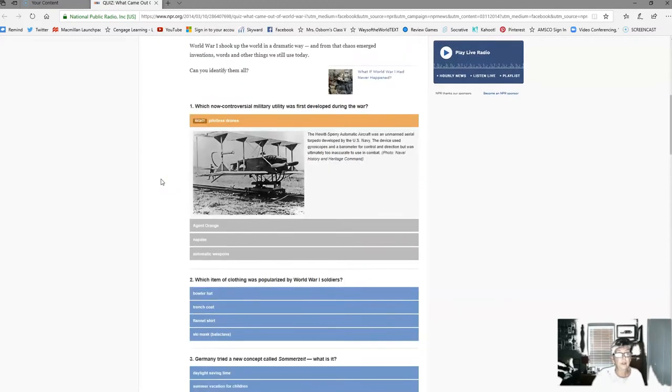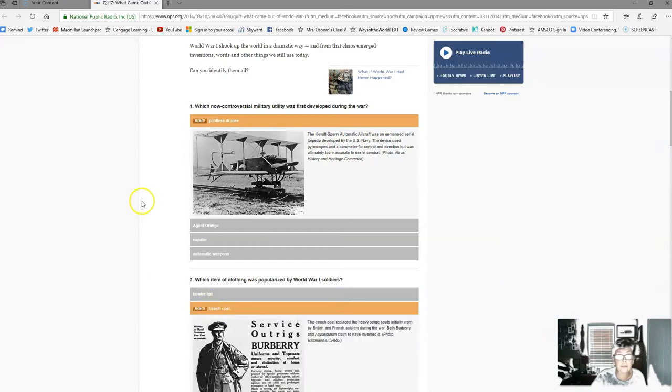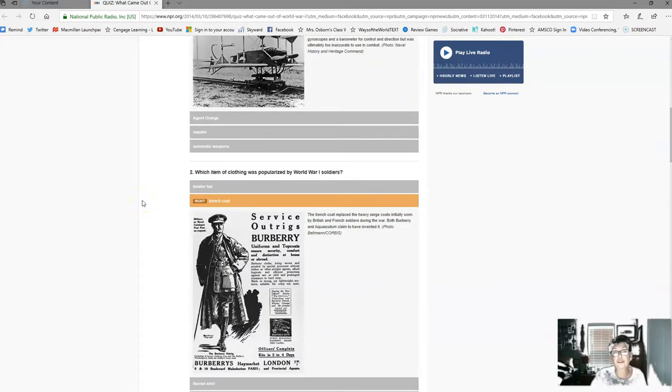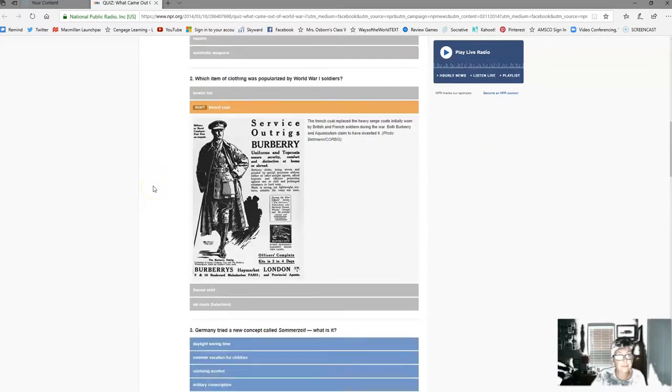Look at number 2. Which item of clothing was popularized by World War I soldiers? Was it the bowler hat, the trench coat, the flannel shirt, or ski mask? Balaclava is the name for it. You should know this one real easy because you still see them and people still buy them. All right, the trench coat replaced heavy serge, heavy wool coats that were worn by the British and French soldiers. And Burberry, who still sells trench coats, and another company claimed to have invented it.